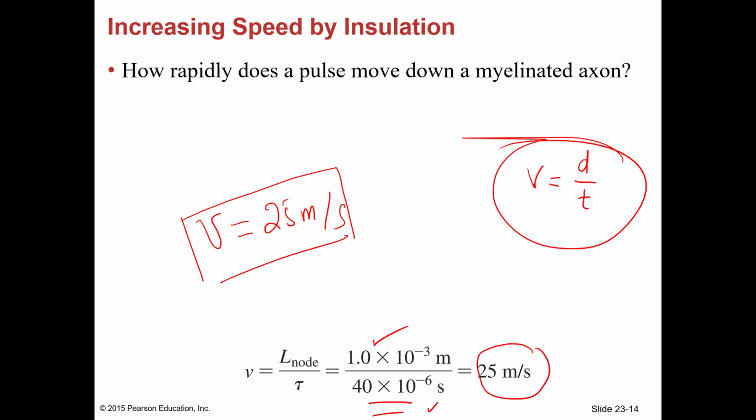It's not super fast, but it's still faster than the person can move physically. Okay, so that's the application of RC circuit in the human body. We'll talk more about capacitors and resistors in the next chapter.